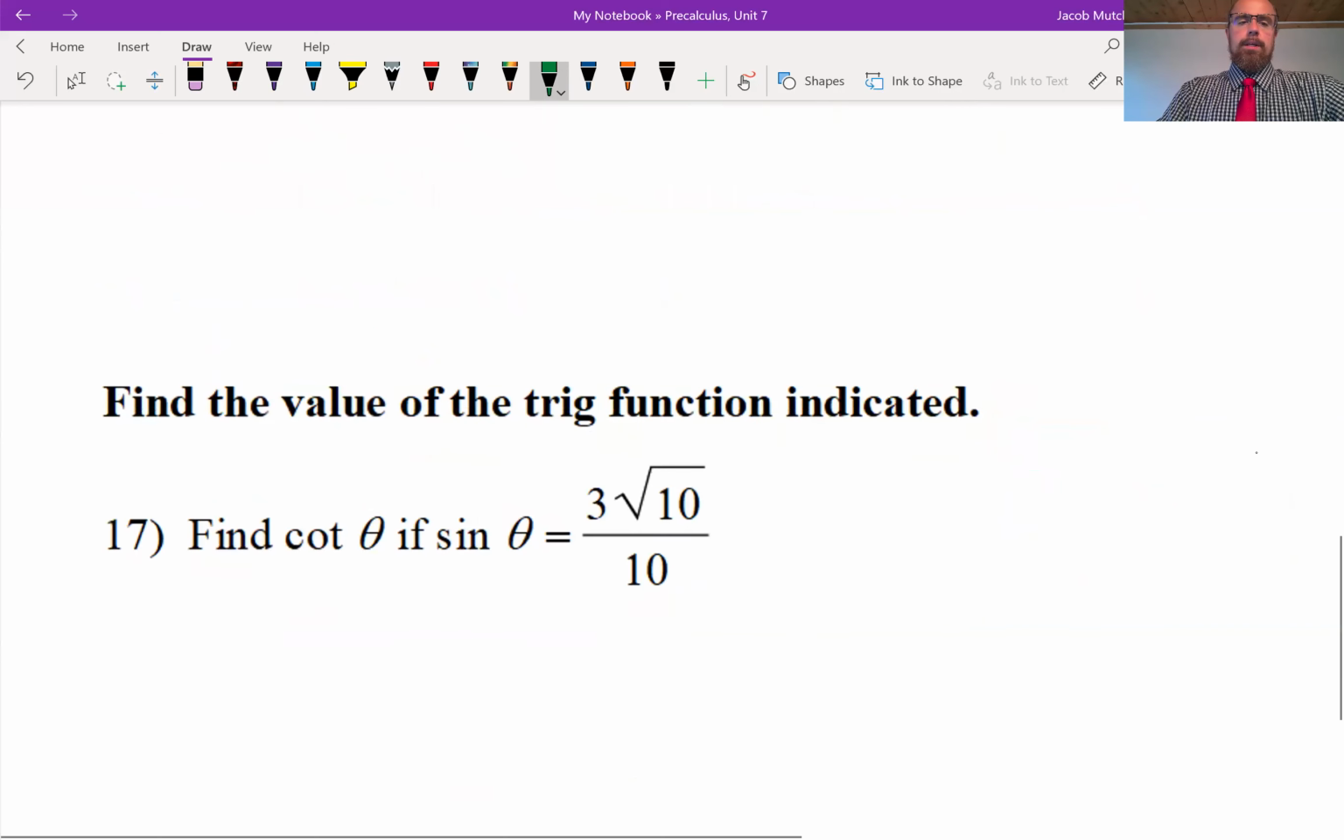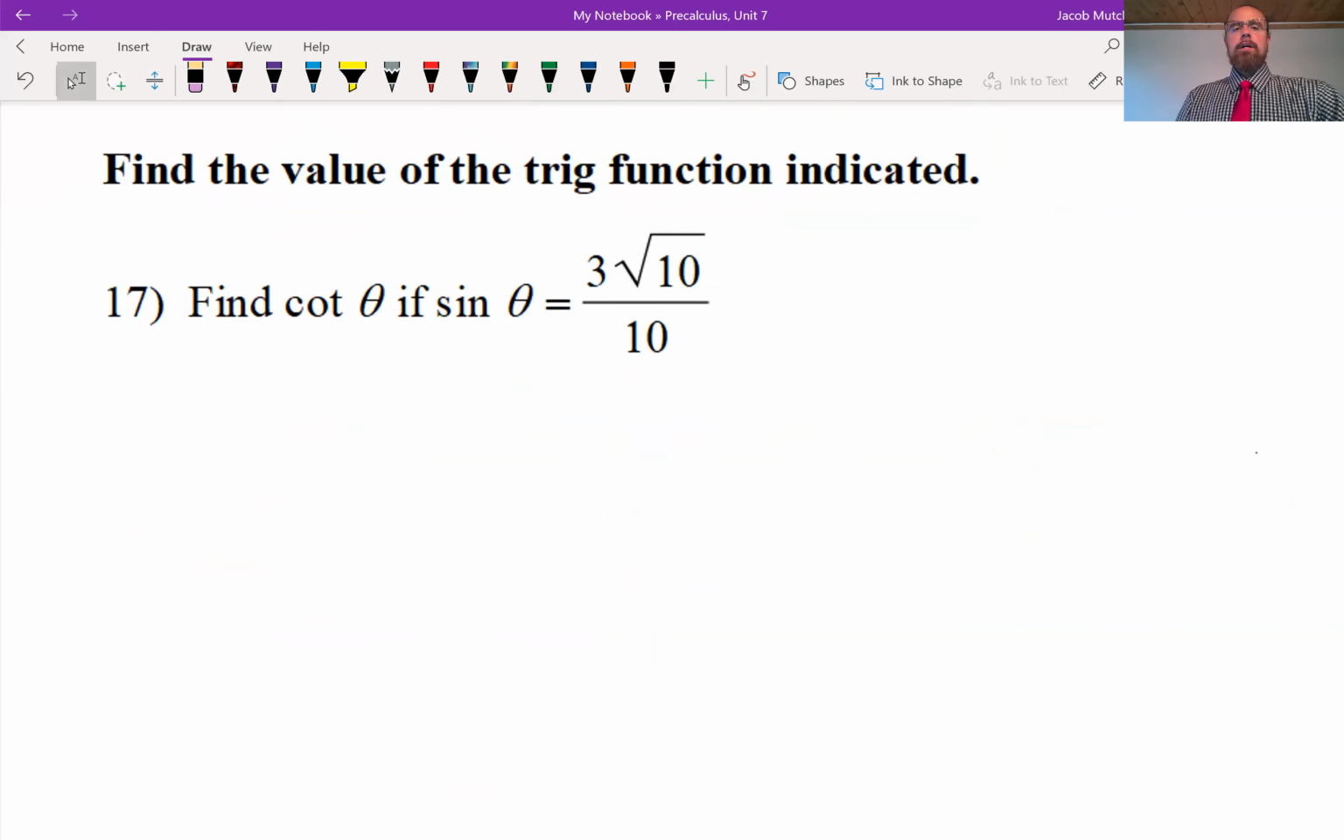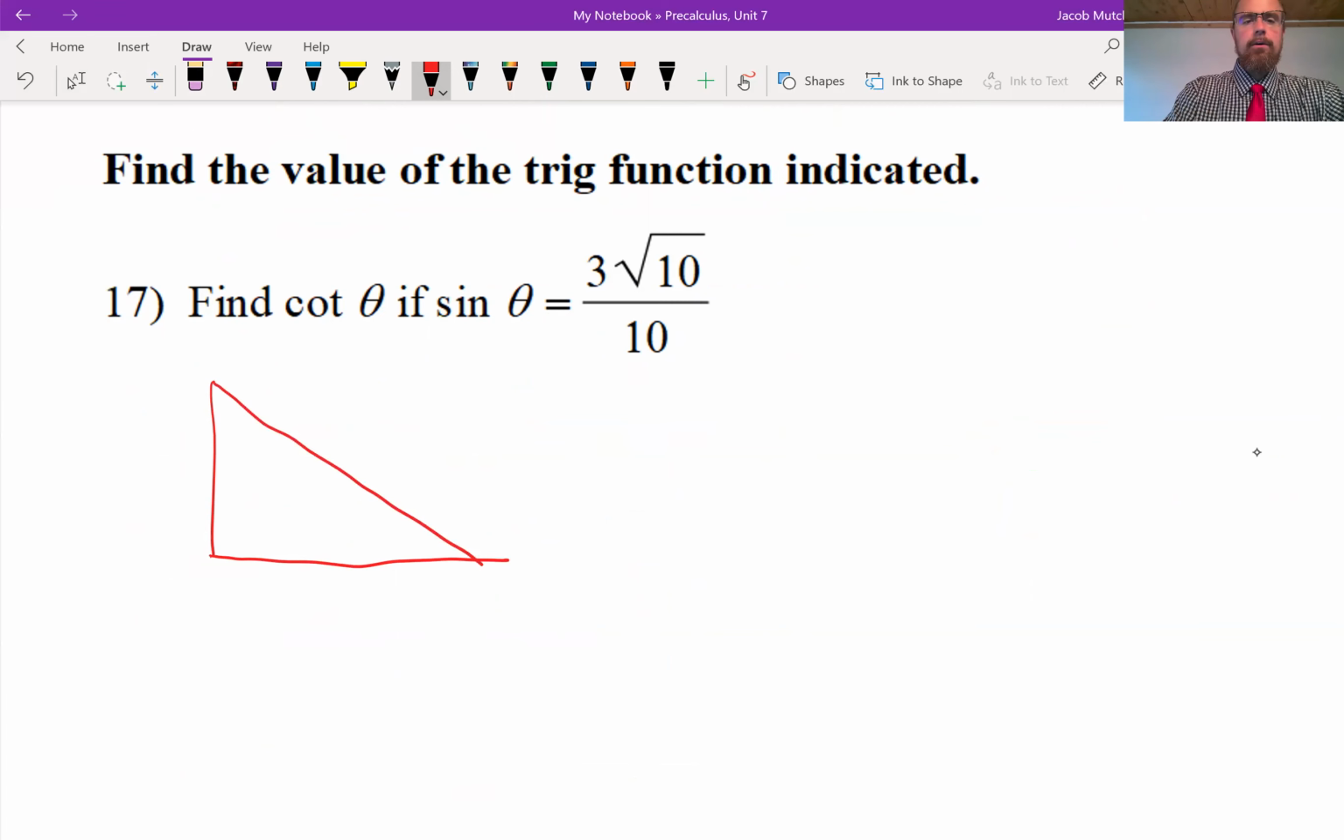Our third example is asking us to find a trigonometric ratio, cotangent, if I know that sine of theta is 3 times the square root of 10 over 10. So here I have different information, but even so, I'm going to start again with a diagram of a right triangle. So we'll just draw a right triangle. Again, I don't know if it's exactly to scale. And let's label these side lengths. So again, the one that I start with always is vertex C. That's my right angle. And then I'll just call the acute angles A and B.